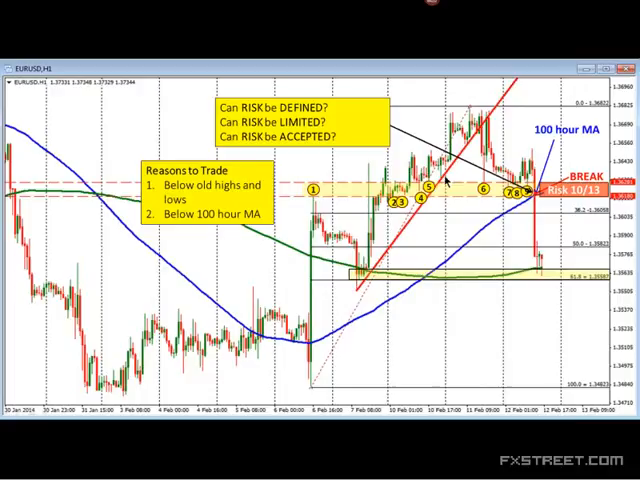So what are you risking on the trade? 10 to 13 pips. How do you define your risk? Well, this yellow area. You define your risk, you limit your risk against this level. If you sell below that level, you're defining and limiting your risk. The market goes down in your favor.